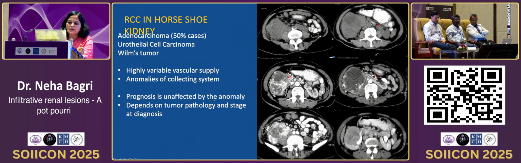The prognosis is unaffected by the anomaly. The prognosis depends on tumor pathology and stage of diagnosis, and they can present as infiltrative masses as in this case. So their vascular supply can be variable and there can be anomalies of the collecting system associated.